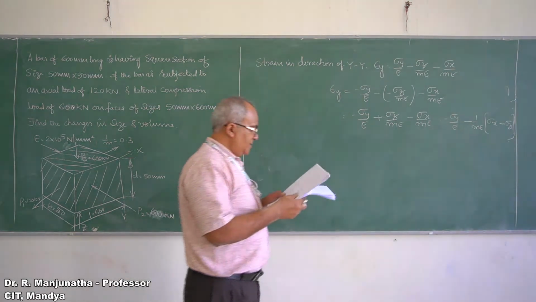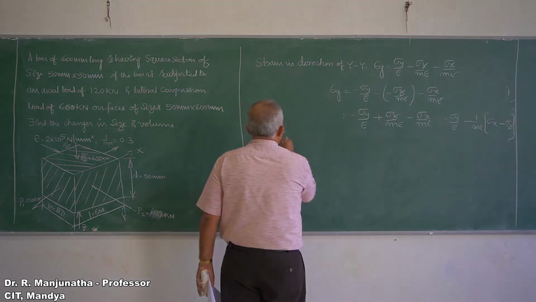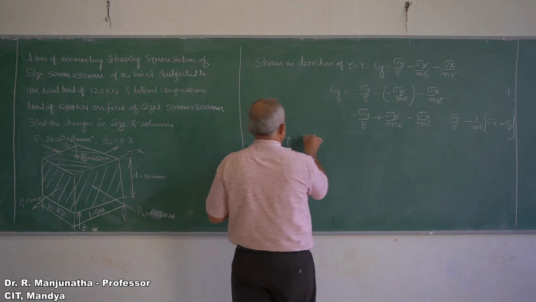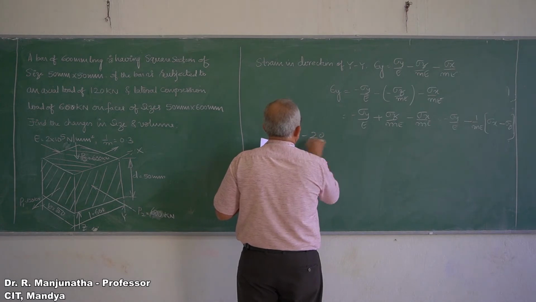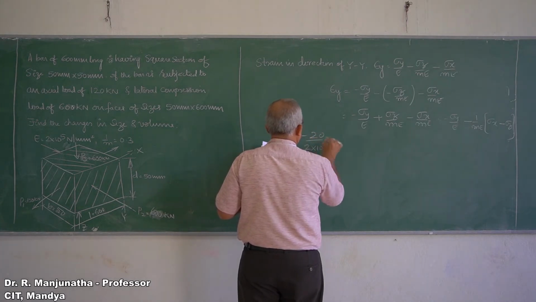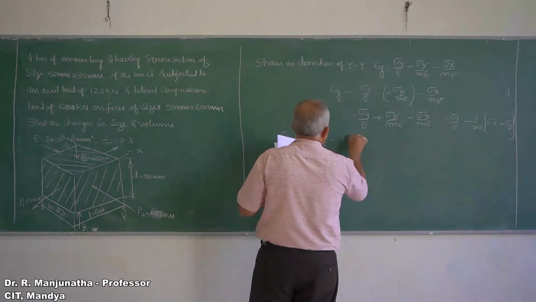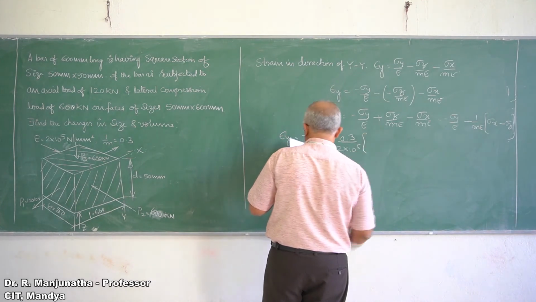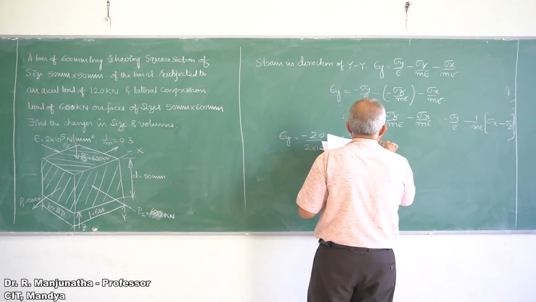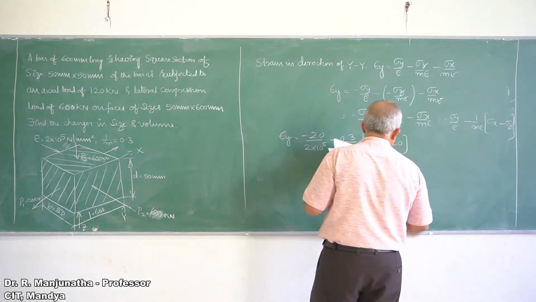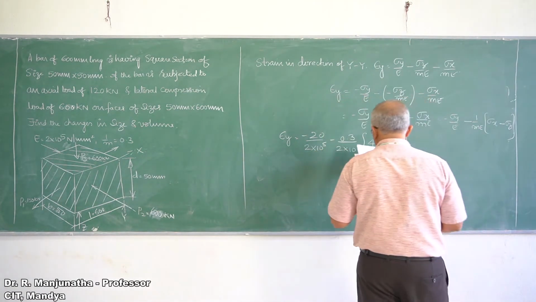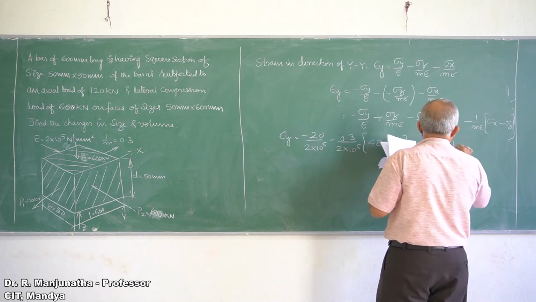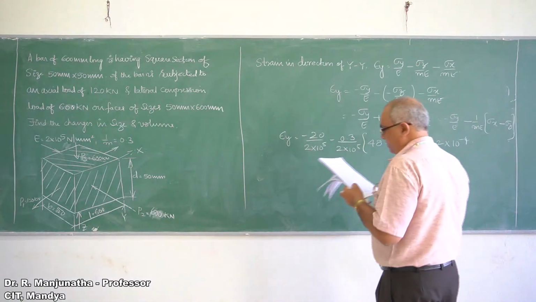So now we are going to apply these values. Epsilon y will be equal to minus 20 by 2 into 10 to the power of 5, then minus 0.3 by E, 2 into 10 to the power of 5, into (48 minus 20), that is sigma x minus sigma z, which will be equal to minus 1.42 into 10 to the power of minus 4. So that is the value of epsilon y.